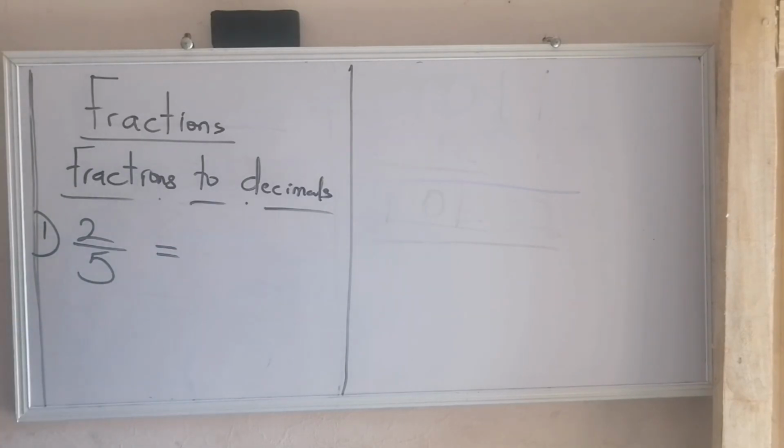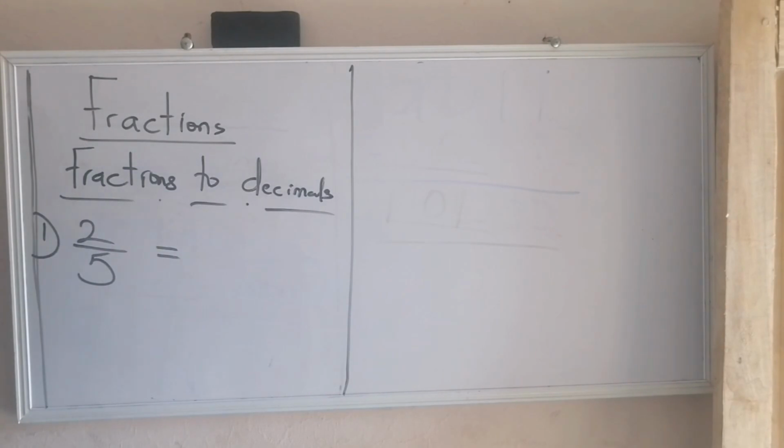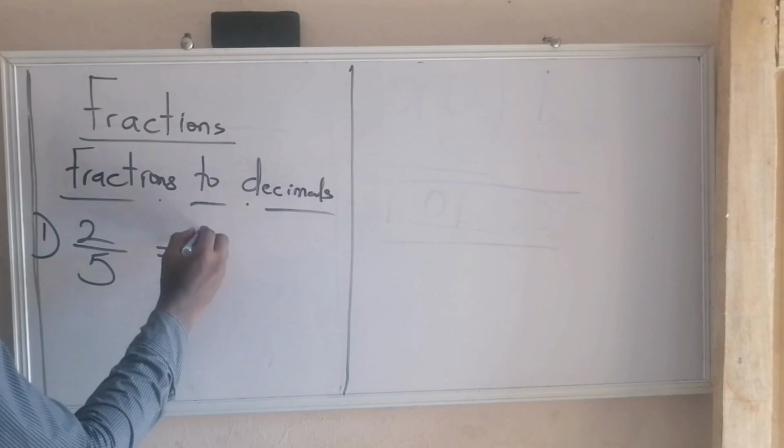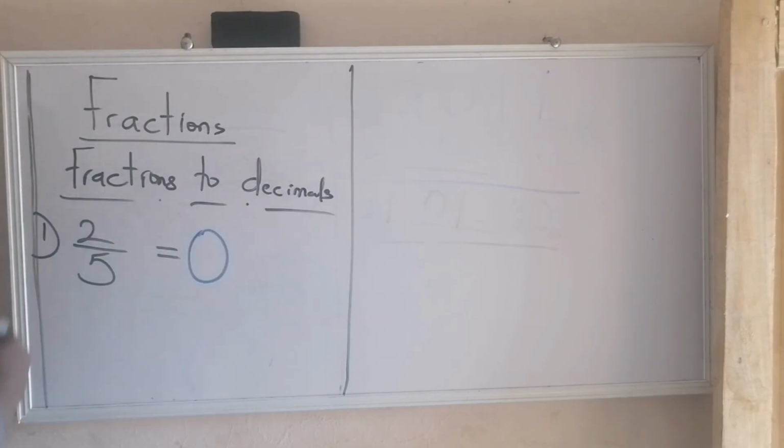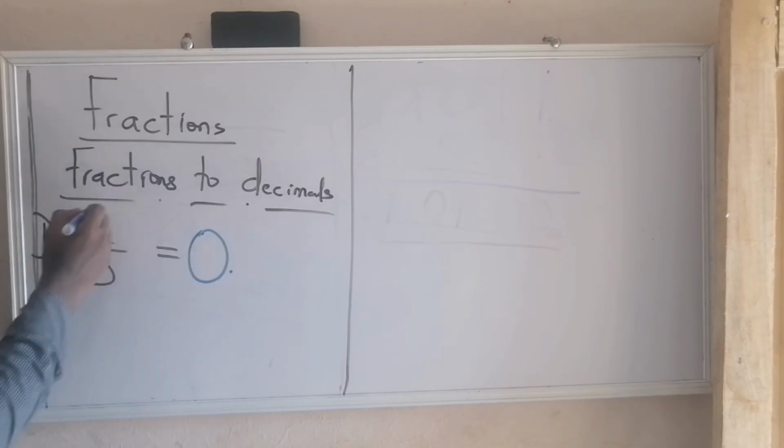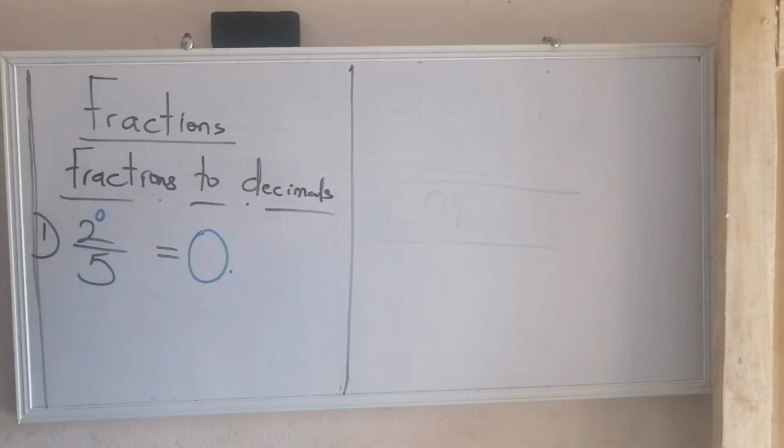Now you ask yourself the first question: can 5 go in 2? No, 5 is bigger than 2, so 5 can't go in 2. So what do you do? Write your 0, put your point, and add 0 here. These 2 turns to 20. So what is 5 in 20? That's 4. So 2/5 in decimal is 0.4.